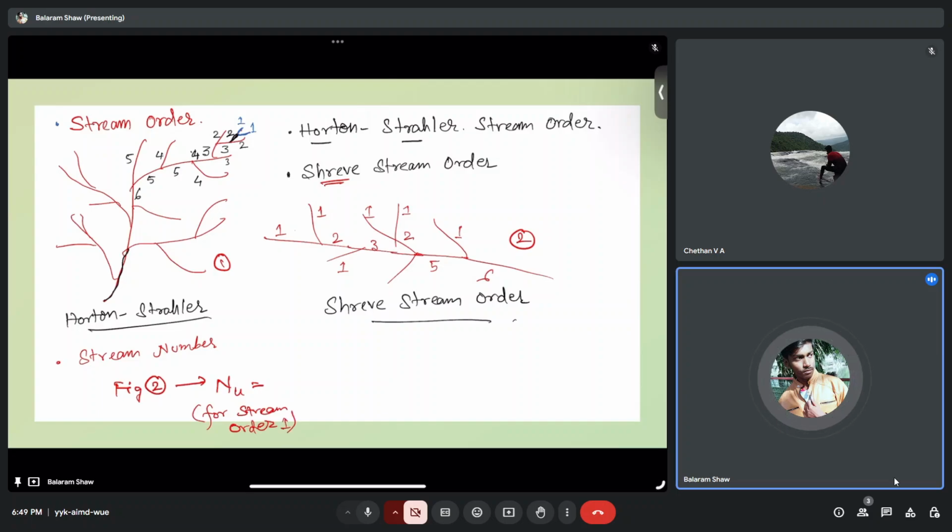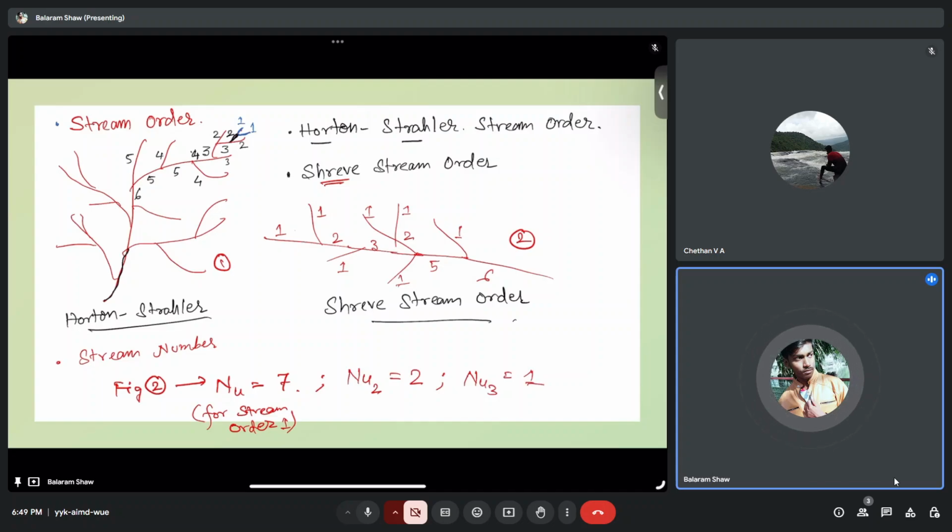See how many 1s we have: 1, 2, 3, 4, 5, 6. Let's say this is also 1. So 7 is the stream number for order 1. Similarly, if you see Nu for the second order, then it will become 1, 2. So 2. Nu for third order is 1. Okay, something like that. So this is the stream number.